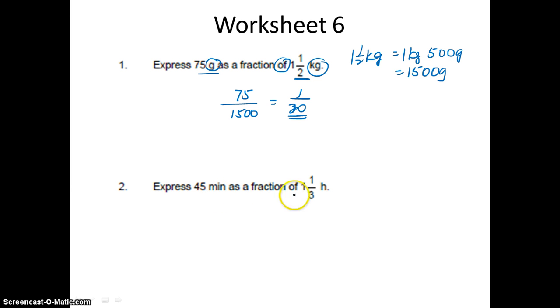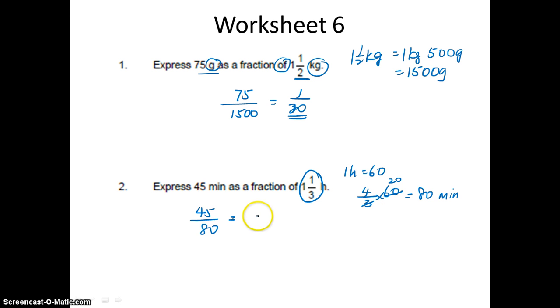Express 45 minutes as a fraction of 1 1/3 hours. So 1 hour is 60 minutes. 1 1/3, I change this to an improper fraction, which is 4/3 times 60, which is 80 minutes. So now I take 45 out of 80, and the answer is 9 out of 16.